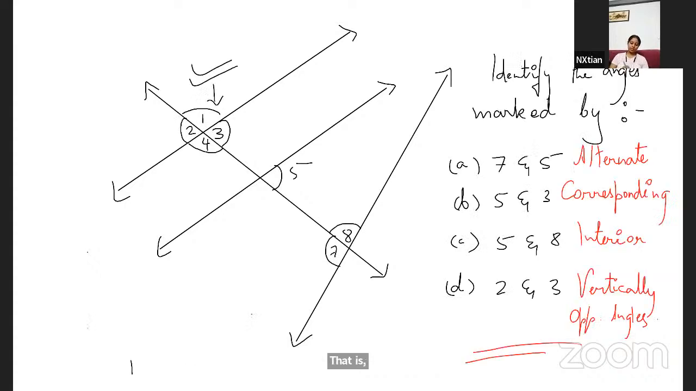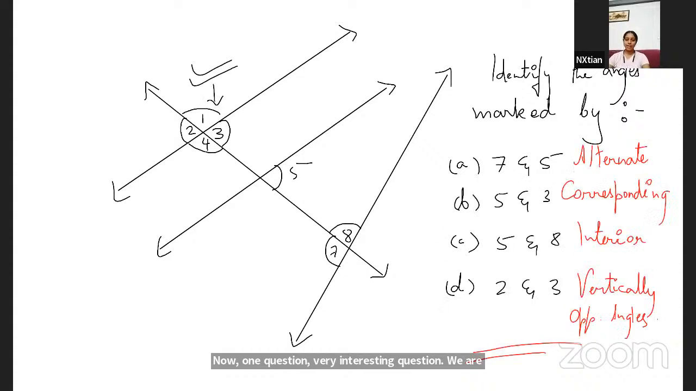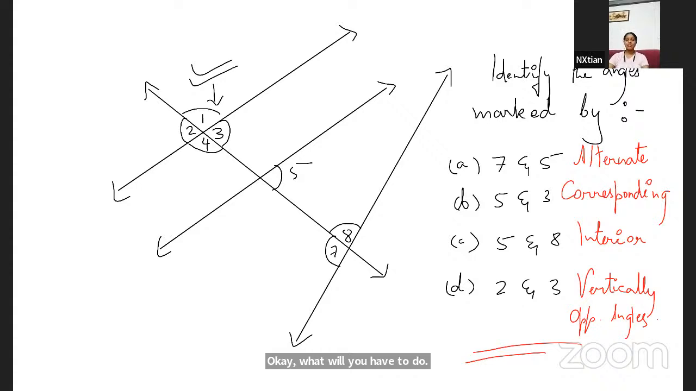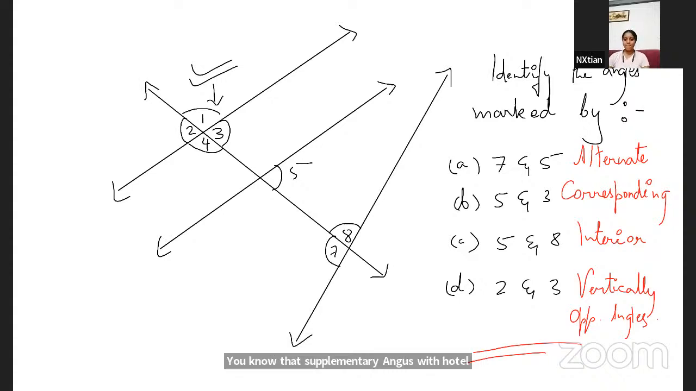Okay. Now, one very interesting question we are going to try out. What you have to do is find the measure of the angles in that question. You know that supplementary angles, the total is how much? 180. Yes. Okay. So, like this, we know how much total is going to come.